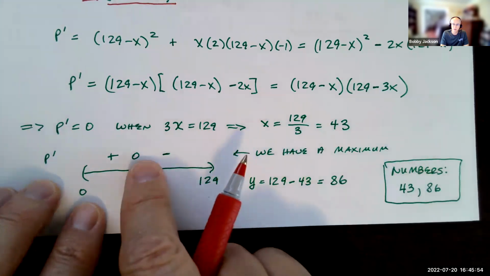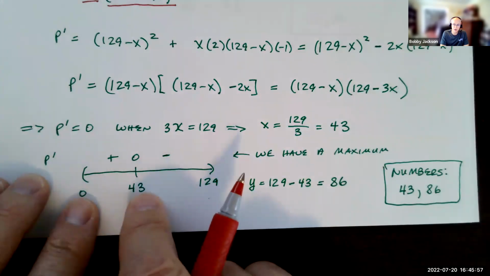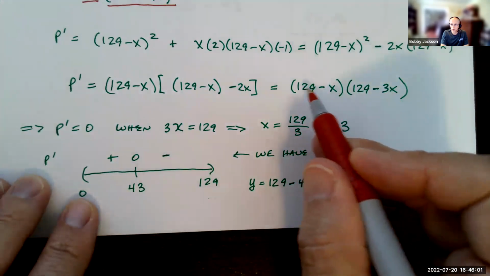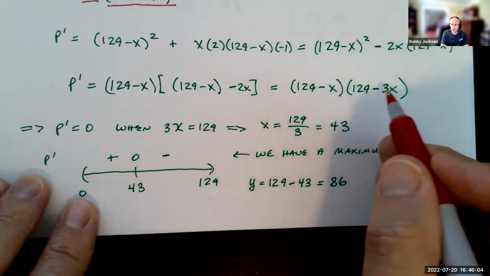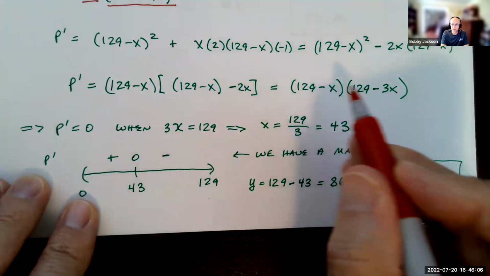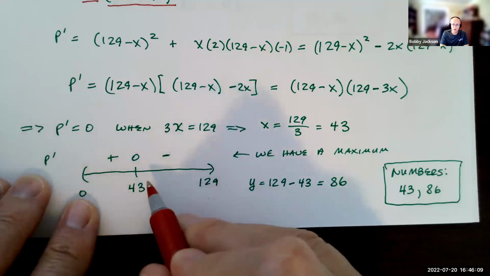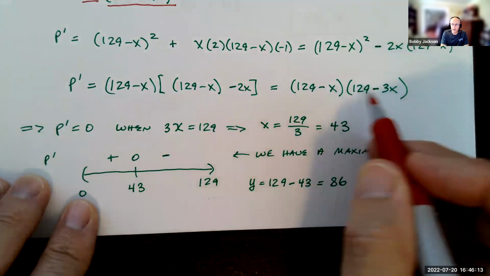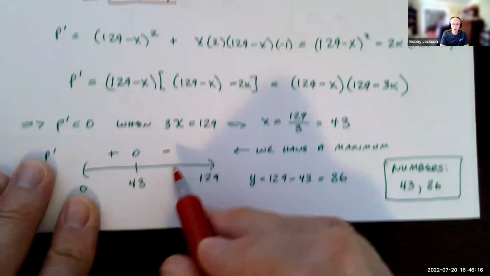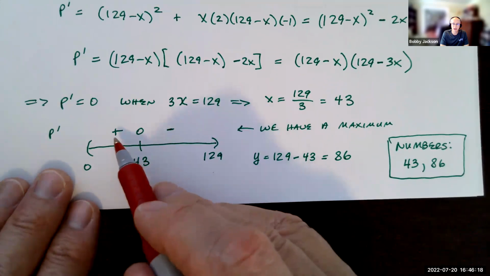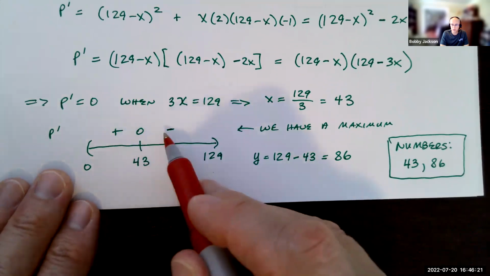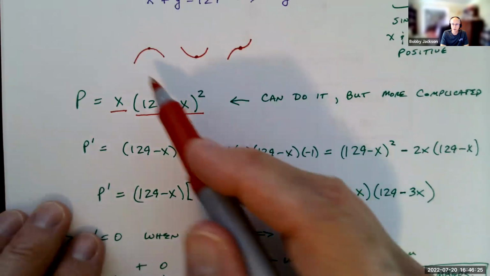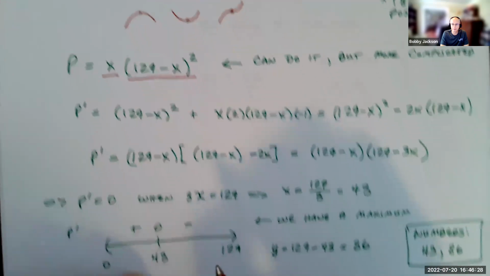At 43, we know the derivative is 0. If I choose something between 0 and 43, like 1, if I go back to my derivative right here, if I plug in 1, 129 minus 1 is 128. 129 minus 3 is 126. Well, positive times positive is positive. If I choose something bigger than 43, like 44, this will be positive. This will be negative. The product is negative. This is good, though, because I have a sign change in my derivative from positive to negative, which means I have a maximum, from increasing to decreasing. So we definitely have a situation something like that.